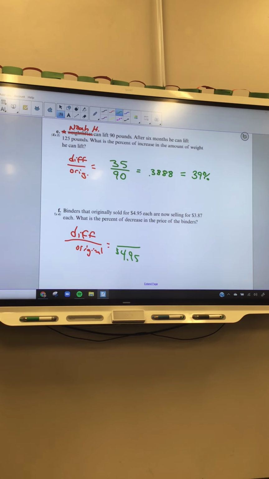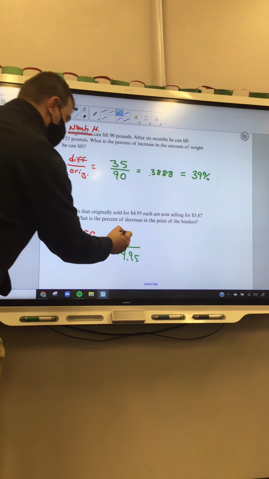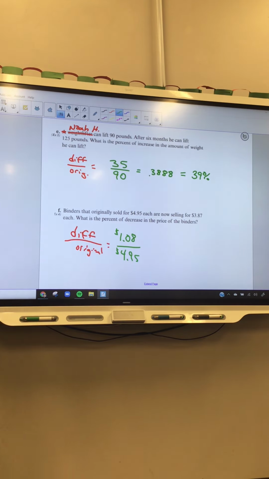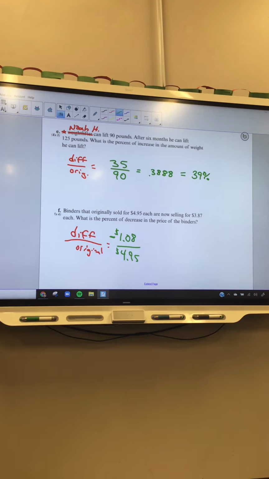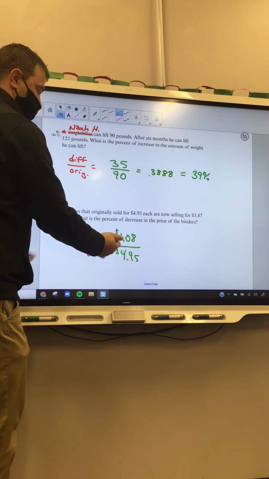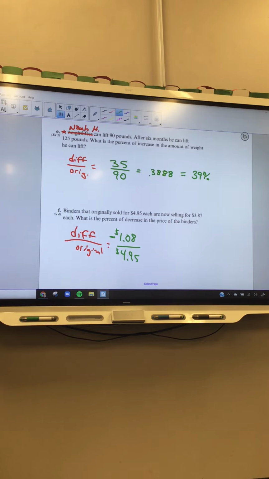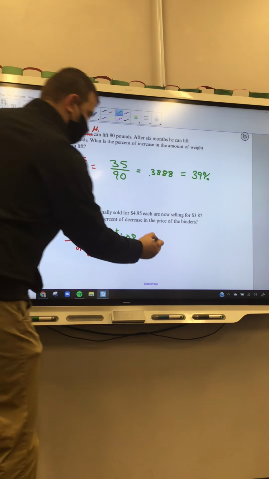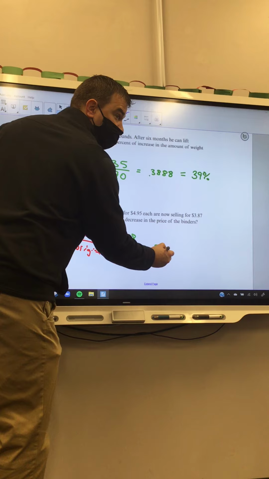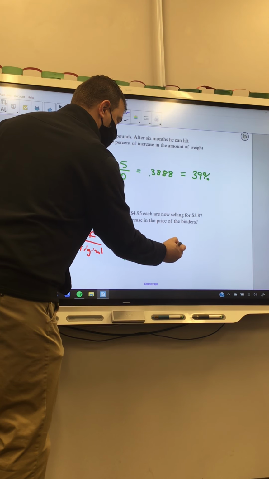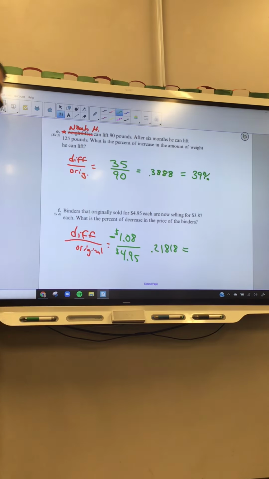Okay, do we set up like this? The difference was, sorry, I should make that a negative. Negative 108, and the original cost was 495. Good, good. Okay, so when you take this, it's not going to be any different except it's going to be a negative percent change. What is 108 divided by 495? 0.2181881. 0.218181. Okay, and so what is that in terms of percentage?